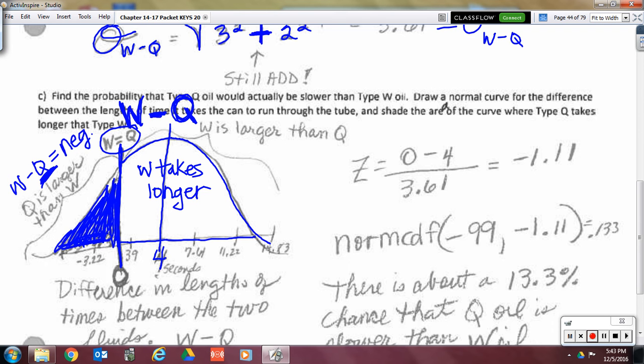So therefore, my X value is 0. That's where they equaled each other. X minus the mean over the standard deviation is the z-score at that spot. So I'm finding the z-score at that being 0, and that is a negative 1.11. Since I want the area where Q takes longer, I want to go less than that. So I'm norm CDFing that from negative 99 up to negative 1.11, and that's 0.3133.